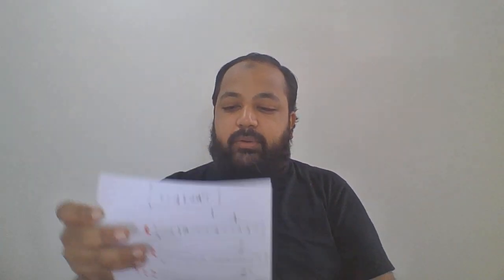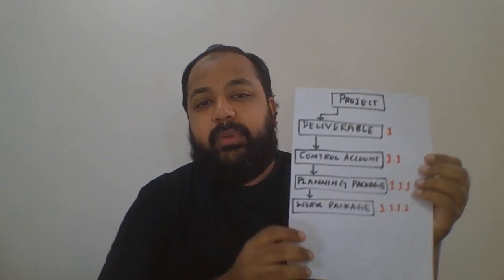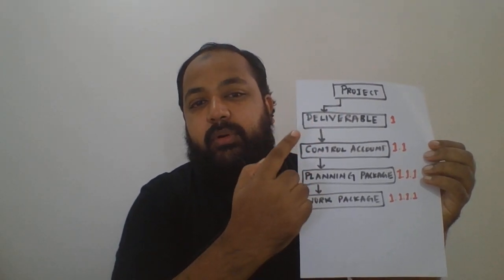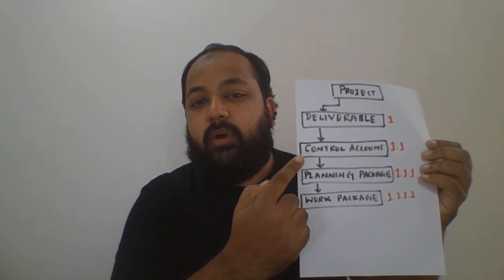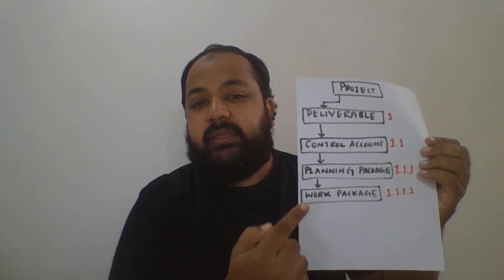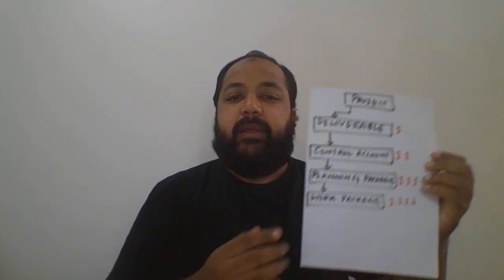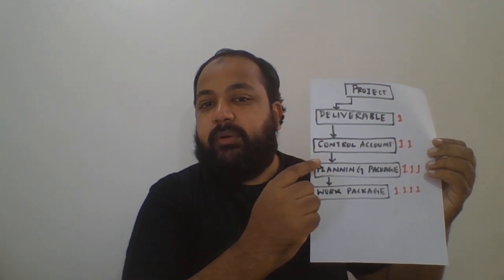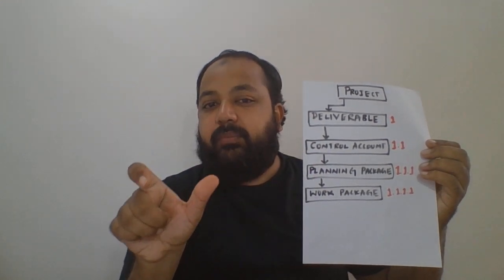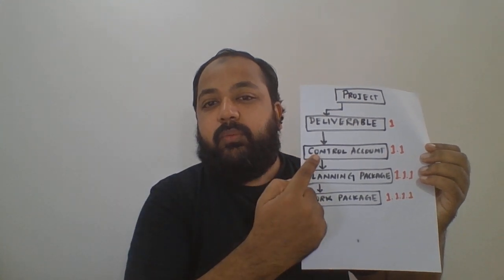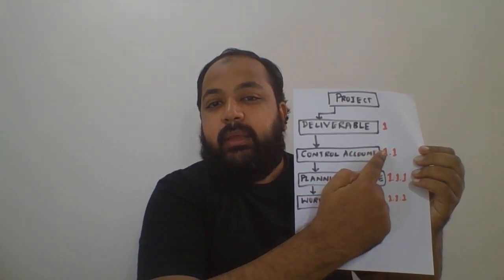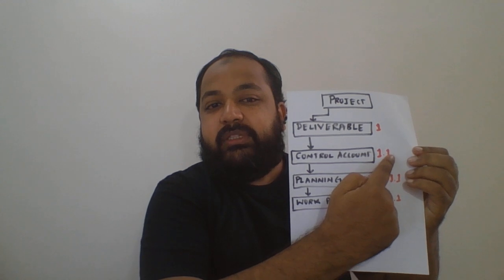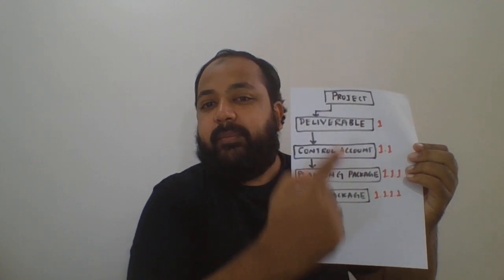Now, I'll show you the hierarchy of how WBS happens and a few important things you need to remember. A WBS for a project will be broken down into deliverables, then control accounts, planning packages, and work packages. Okay, so this is how the hierarchy goes. A deliverable will be there. After that comes a control account. It sums up the cost, duration, and the scope of the deliverable.